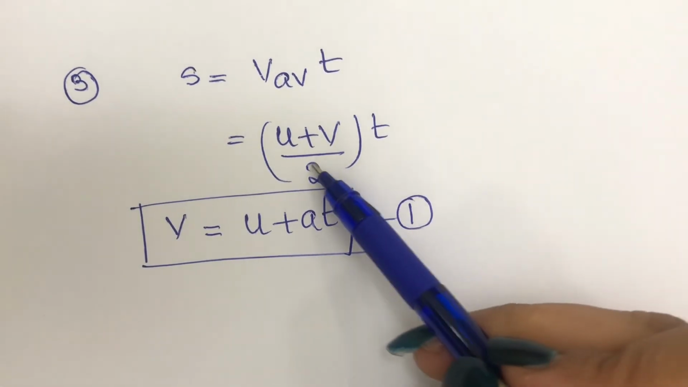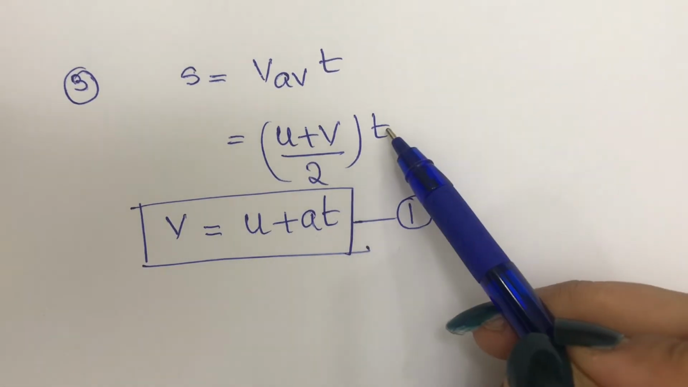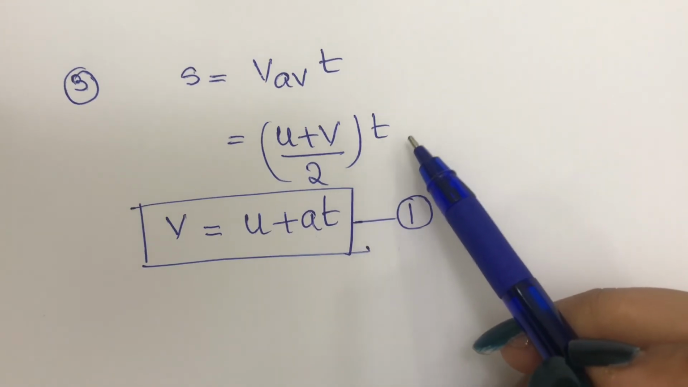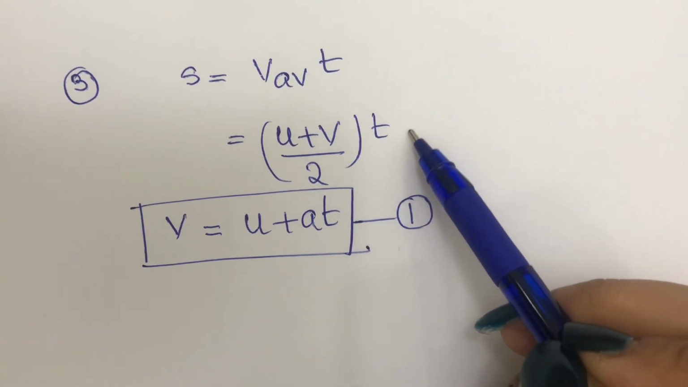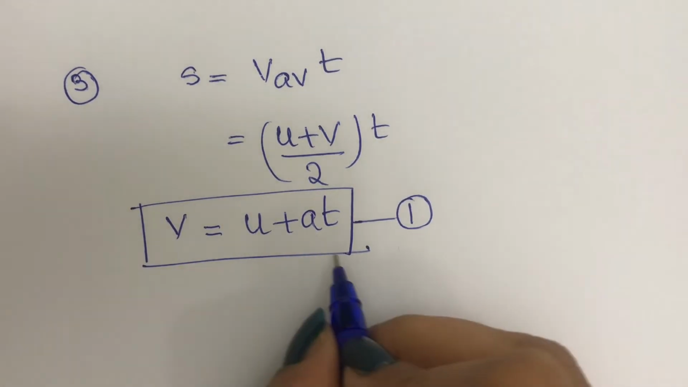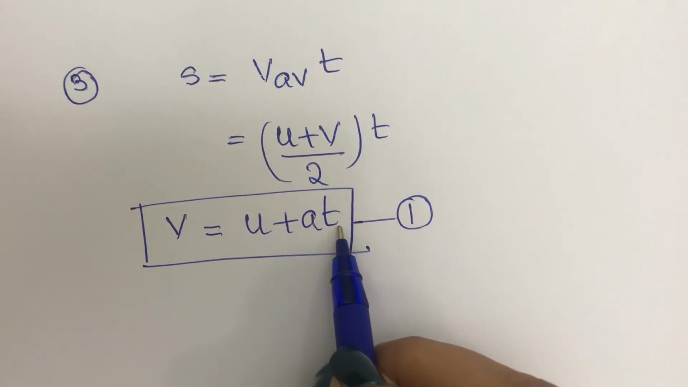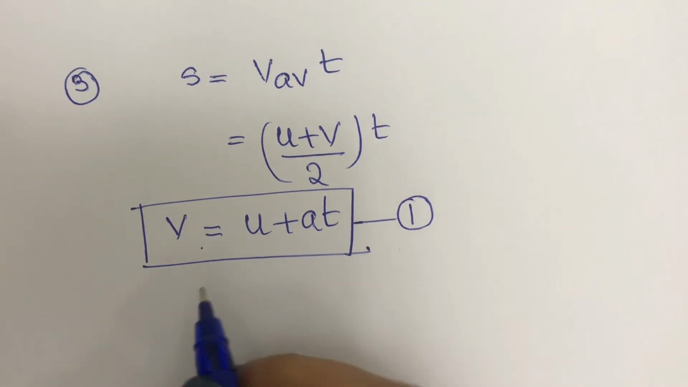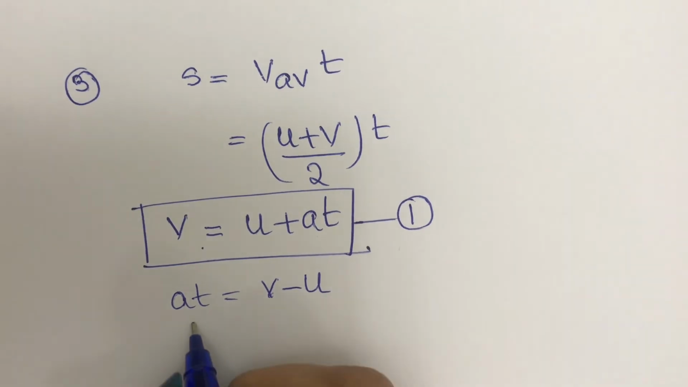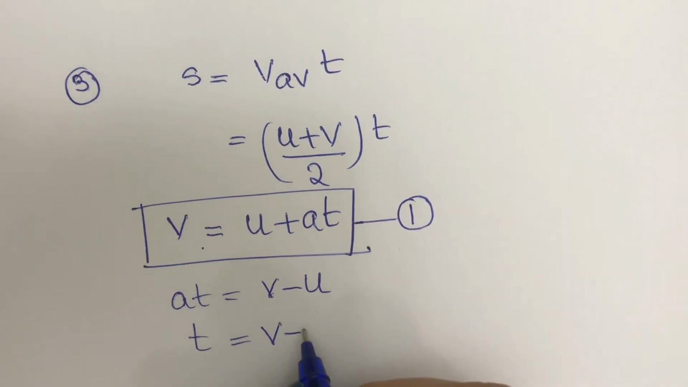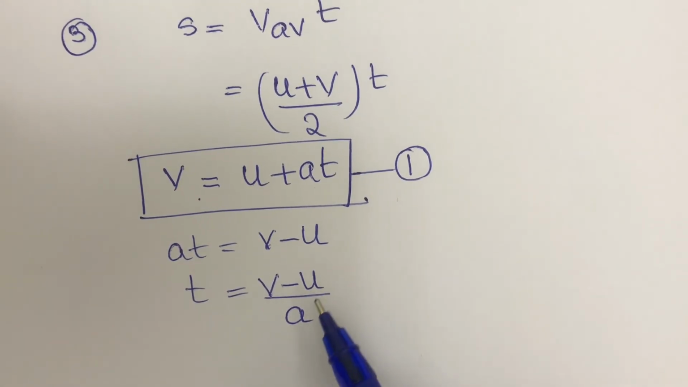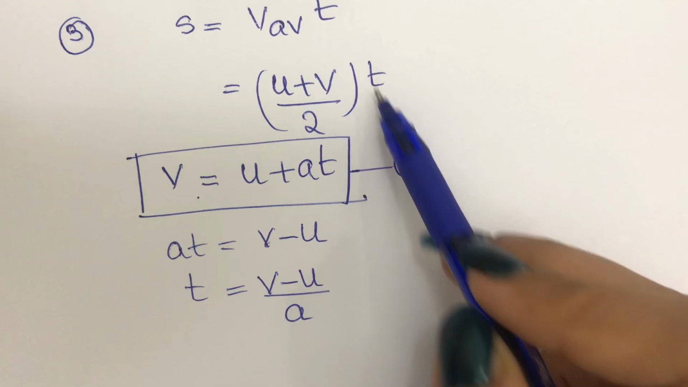So here we have s = ((u plus v) by 2) into t, and this t we have to replace. We'll derive t from the first equation: at is equal to v minus u. So t is (v minus u) by a. We substitute t = (v minus u) by a here.